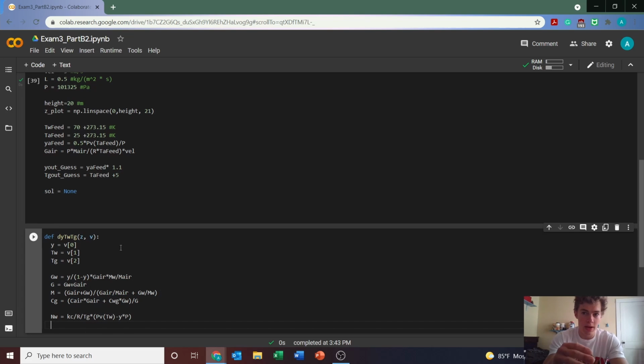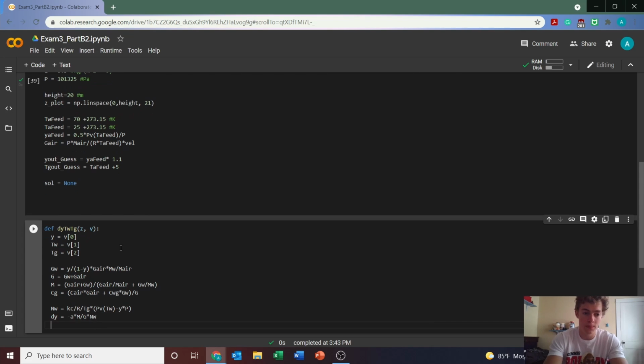With that defined, we can go into the first differential equation that I solved for, which was the change in mole fraction of water. If you recall, that was negative specific area, multiplied by our average molecular weight divided by our gas flow rate, multiplied by the molar flux of our water.